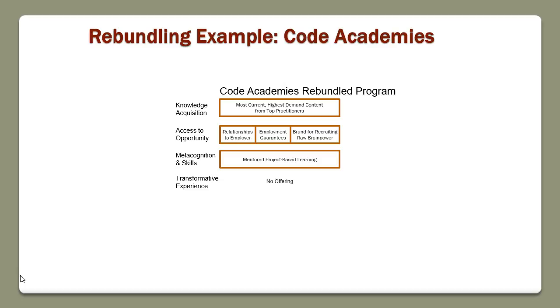Code academies will take people, usually very high IQ, highly intelligent people, who might have gotten a degree where they can't get a job, and they'll retrain them in 6 months and guarantee a job, or close to guarantee a job. On the knowledge acquisition side, they take the most current, highest demand content from top practitioners, and they have really strong relationships with employers. They have a strong brand that employers trust, and their brand really is about recruiting raw brain power. A lot of what these tech companies want is someone who has an IQ of 140, who's a genius, who has some tech programming.